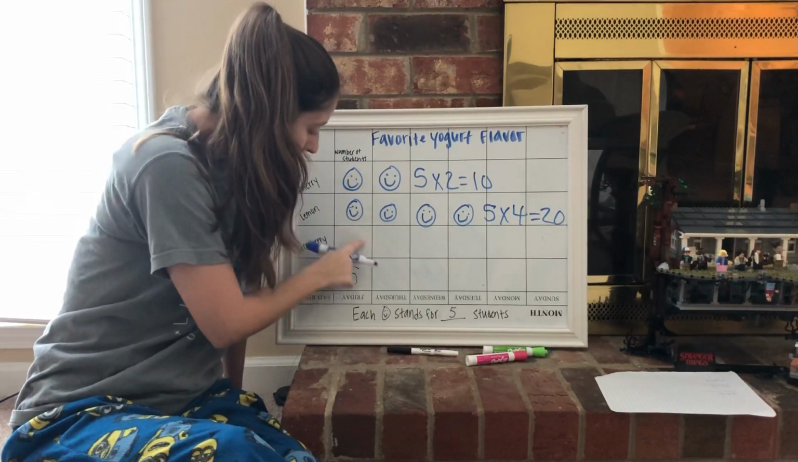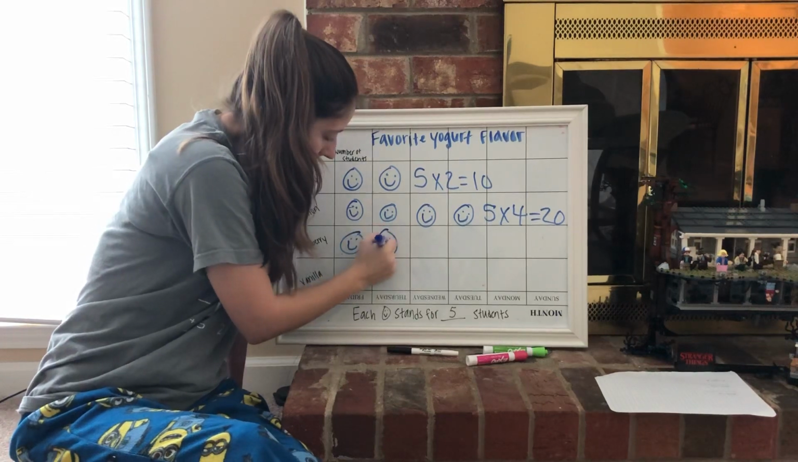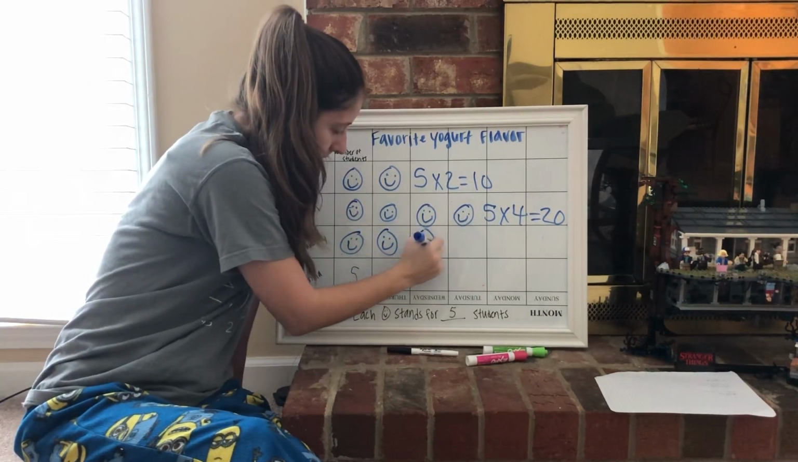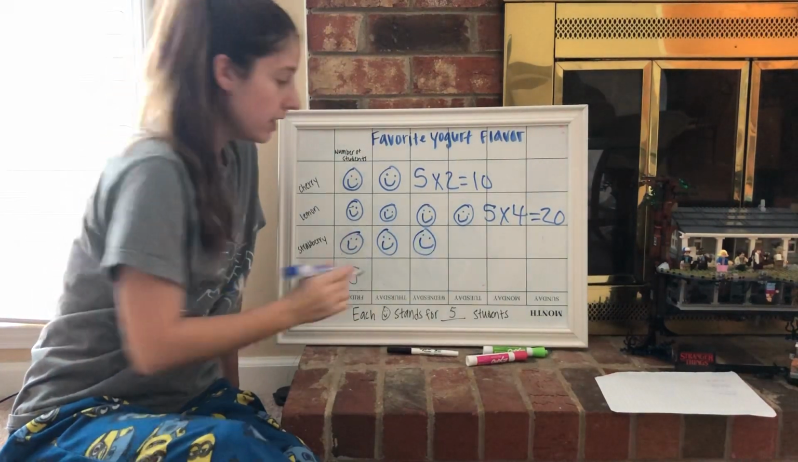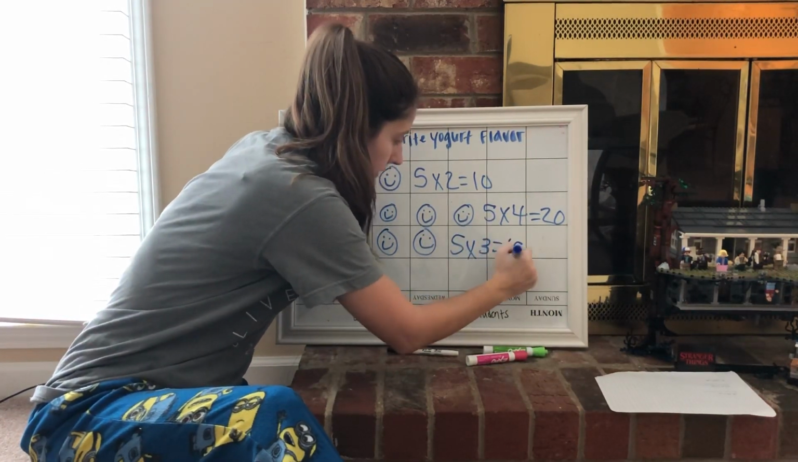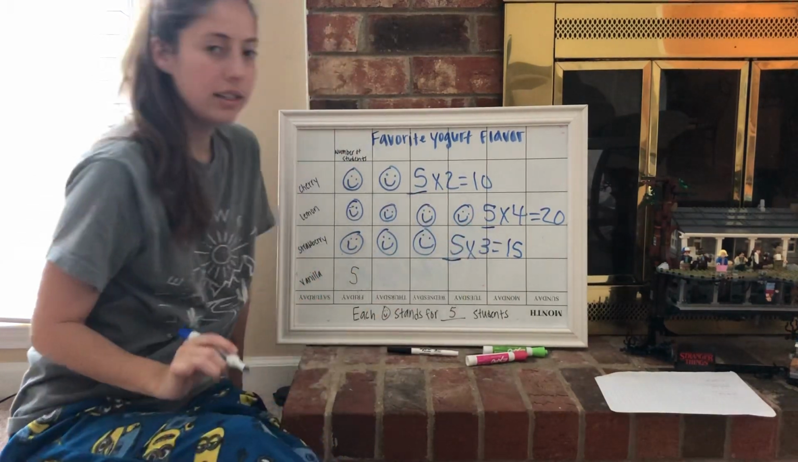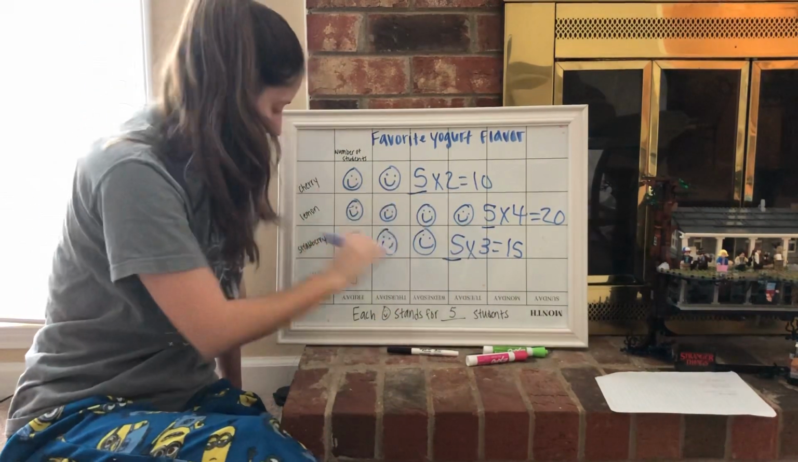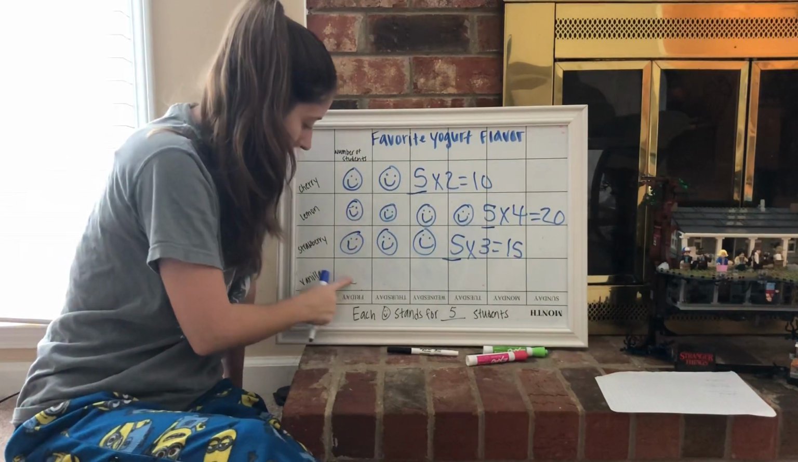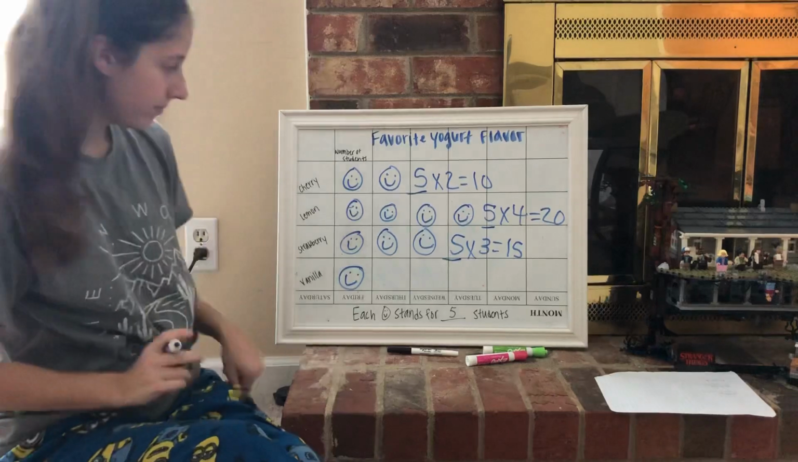So 15 people like strawberry, 5, 10, 15. That's the same as saying 5 times 3 equals 15. And notice how this 5 is in every single column. All right, 5 people like vanilla. 5.